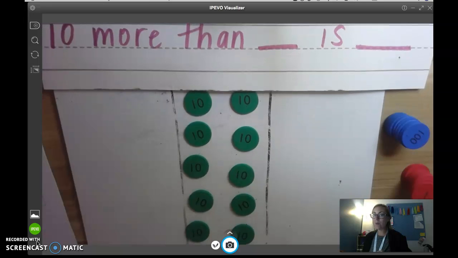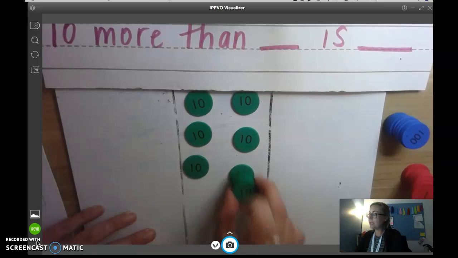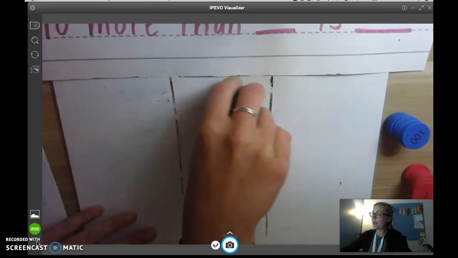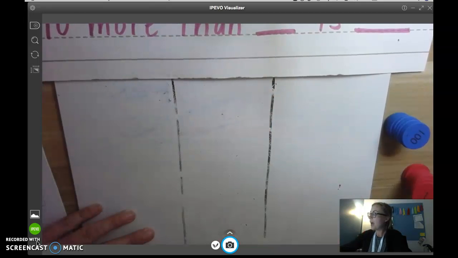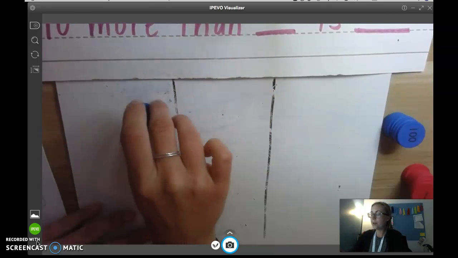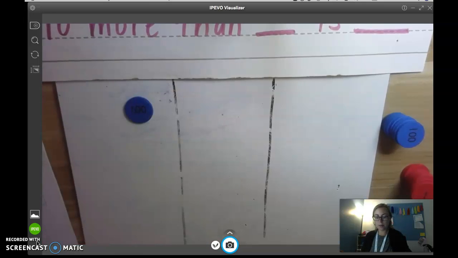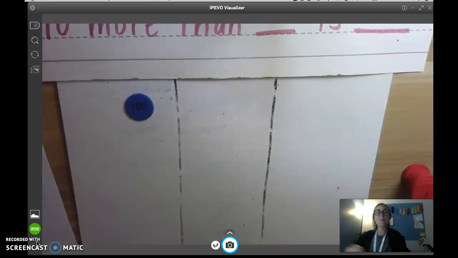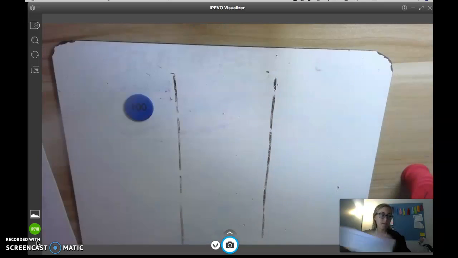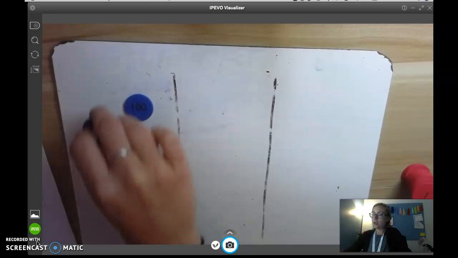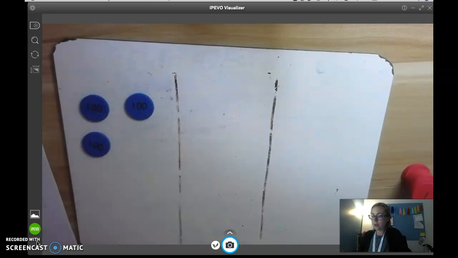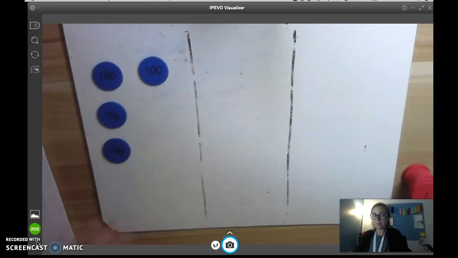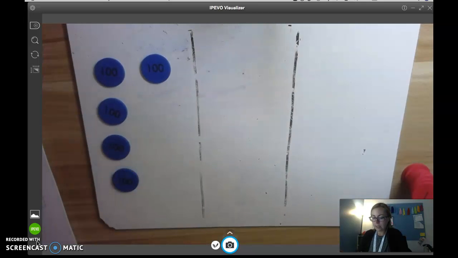So now that we have 100, can we make a new unit? We can take our 10 tens and we are going to make a new unit. I know that 10 tens is the same as 100. So I'm going to put my little 100 right there. Now let's count from 100 all the way up to 600. Count with me. 100, 200, 300, 400, 500, 600.